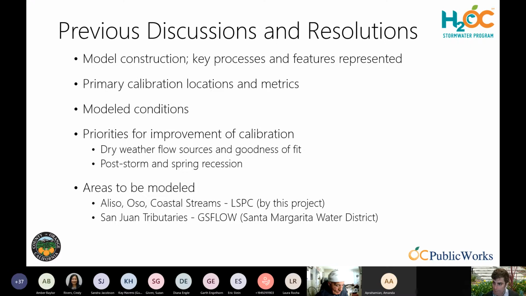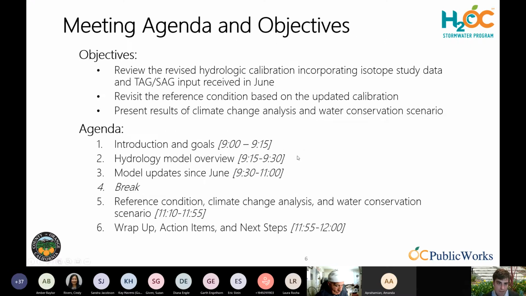So we are springboarding on previous resolutions, but the agenda for today is to revisit with you the revised calibration that we got after we incorporated isotope data and the input we got from you in June. And with that, we obviously updated the reference condition, which we presented in June, but with a different current condition calibration. Obviously, the reference condition, when you remove urbanization effects from it, looks different as well.